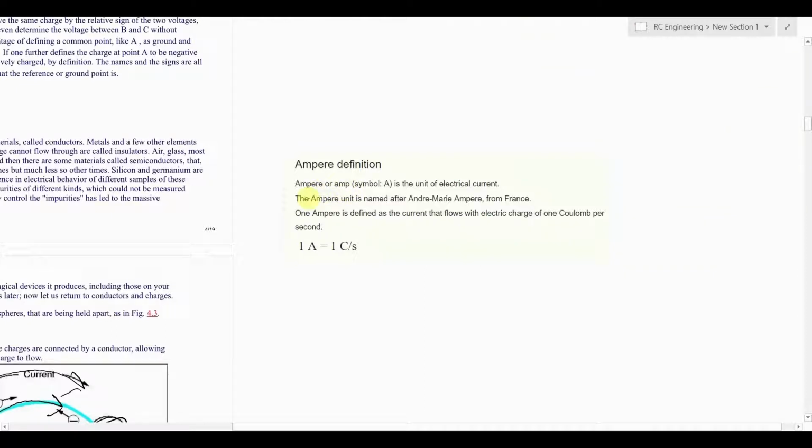Okay, so let's take a look at what an ampere definition is. Ampere or amp is a unit of electrical current. 1 ampere is defined as the current that flows with electrical charge of 1 coulomb per second. So how much charge is flowing from one side to another side? So if I have 1 coulomb move from one side to another side in 1 second, I have 1 amp. So for example, if I have 20 coulombs move from the positive side to the negative side in 1 second, that means I have 20 amps, right? So how much charge is moving how quickly, right?